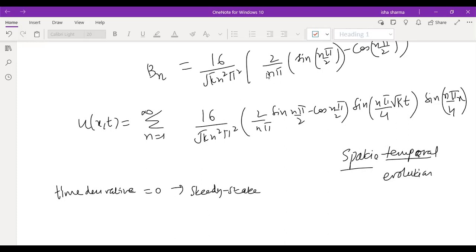Now, if you want to obtain the steady state solution for this, you take the limit t goes to infinity. There are two ways to find the steady state solution. One is this, but since it is an infinite series, it won't be mathematically easy to compute this limit. The other way is to look at your equation. What was your equation? u_tt is k times u_xx, where a constant is involved.